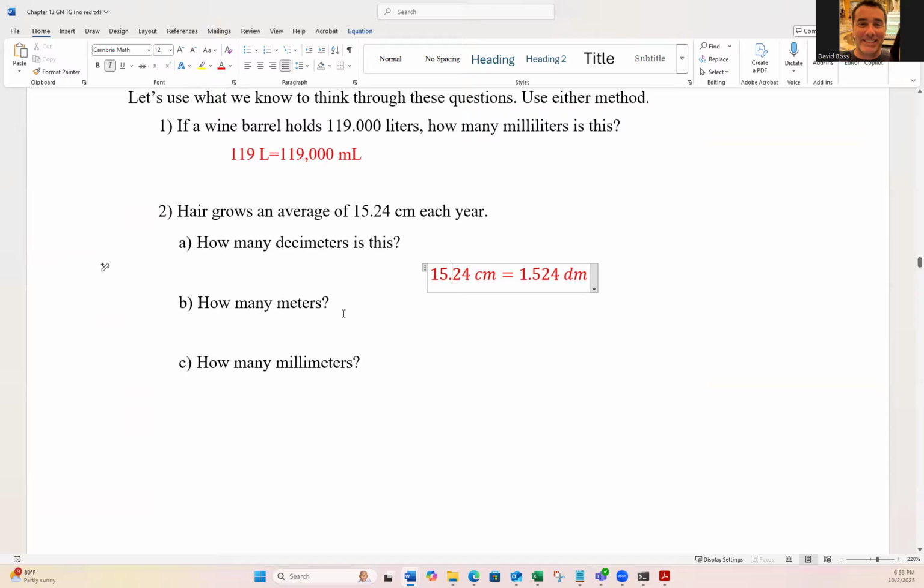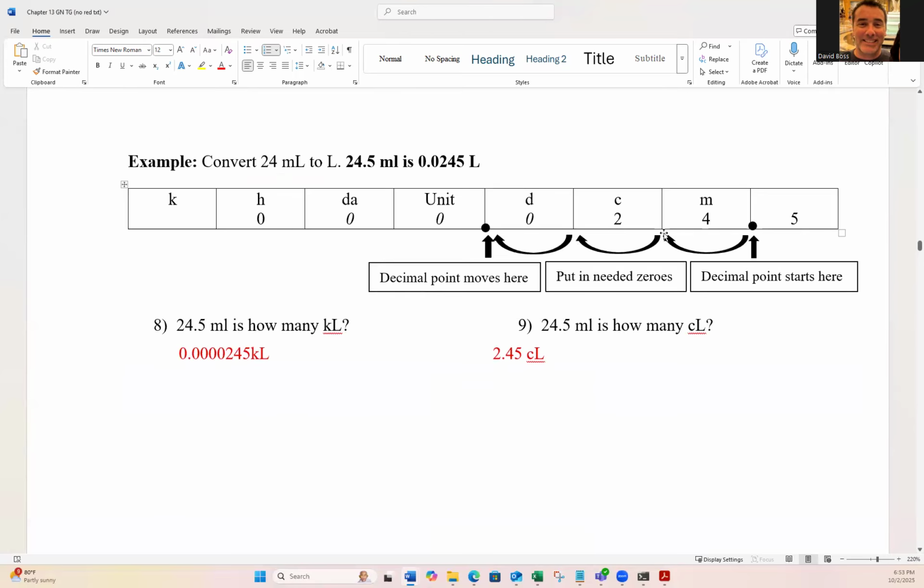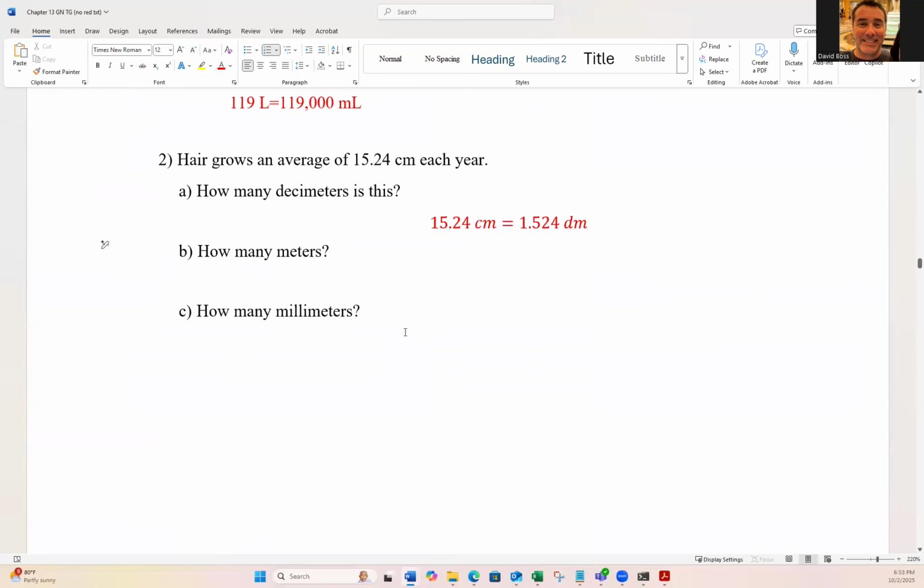How many meters is this? So we have 15.24 centimeters to meters. We're sitting right here at centimeters. 2 decimals to the left. That gives us 2 to the left, 0.1524 meters.